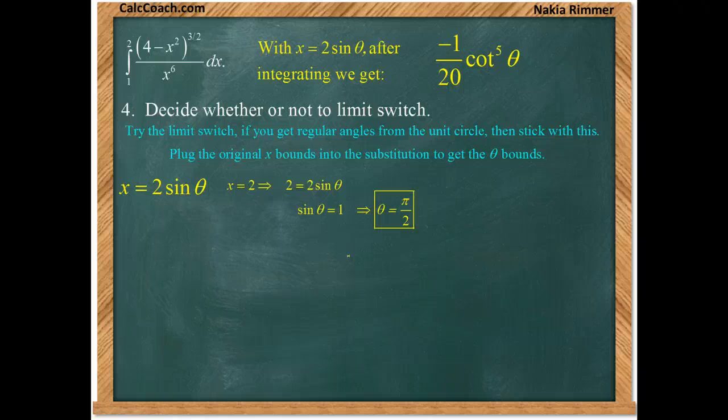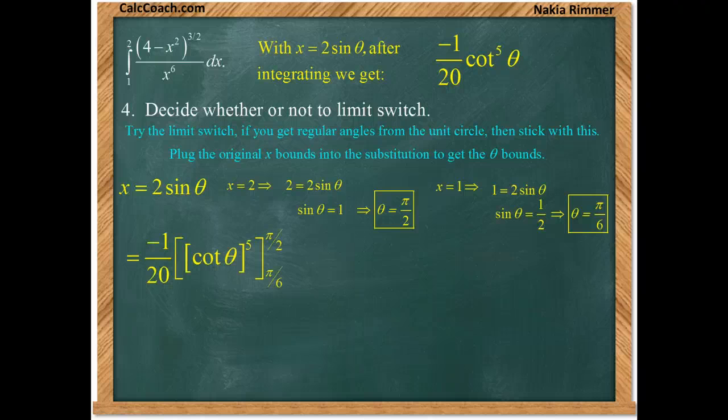That's reasonable. The lower limit is 1. Plug that in. You get 1 is 2 sine theta, and that sine theta is a half. But that's one of our known unit circle angles that we often use. The sine is a half when theta is pi over 6. So because we are getting these angles that we can easily read off the unit circle, my advice is to stick with it, and plug in pi over 6 and pi over 2.